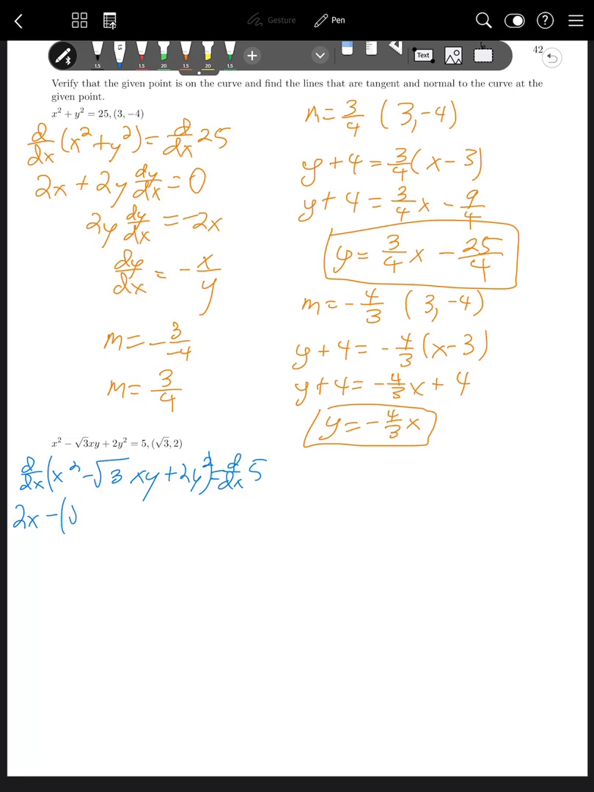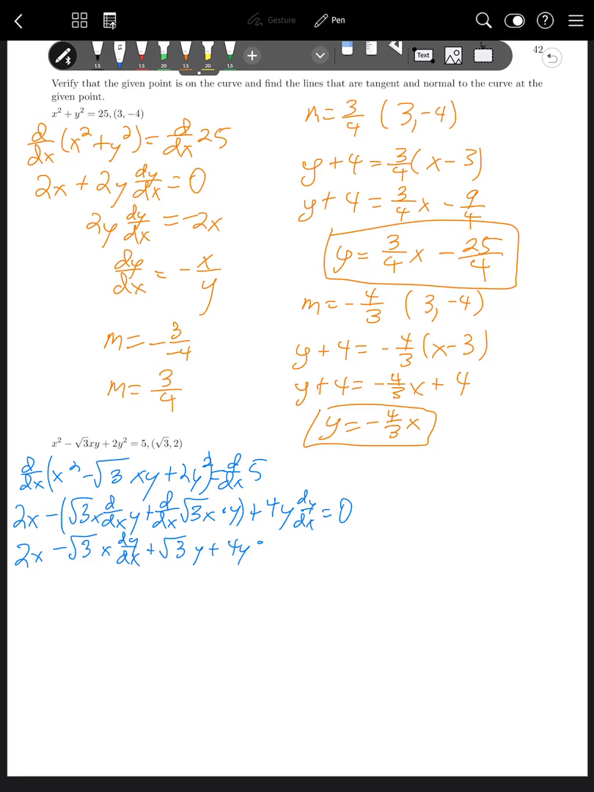So minus root 3x times the derivative of y, plus the derivative of the square root of 3x times y, plus the derivative of 2y squared, which is 4y dy/dx, equals the derivative of 5, which is 0. Okay, so we get 2x minus root 3x dy/dx plus root 3y plus 4y dy/dx equals 0.